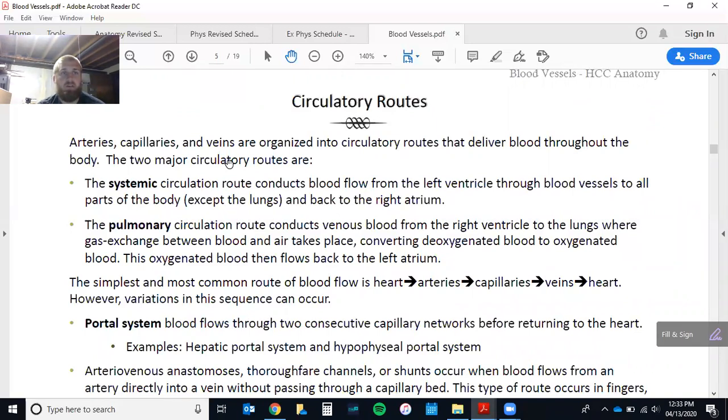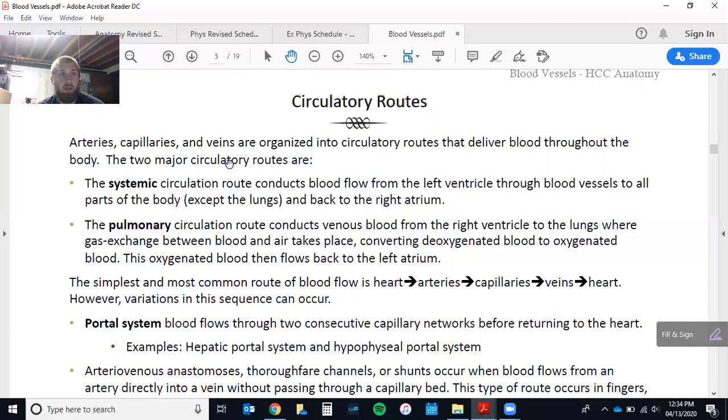We learned that the left ventricle and the left side of the heart was associated with the systemic circulation, where we pump blood out into the aorta, and then that blood is going to be distributed to the body to deliver that oxygen, to deliver those nutrients, and then that blood, after performing gas exchange, returns back to the right atrium.